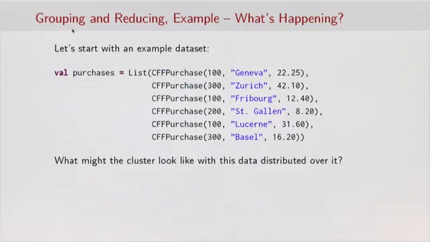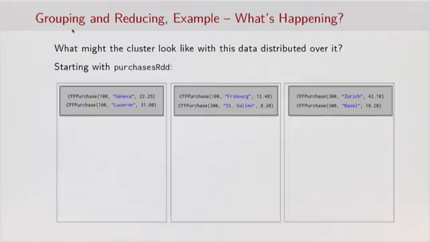Now that we understand an example solution to this problem, let's step through what's really happening with the data, given some sort of example data set. So here, let's imagine our purchases are this short list of instances of CFF purchase. How might the cluster look with this data distributed over it?